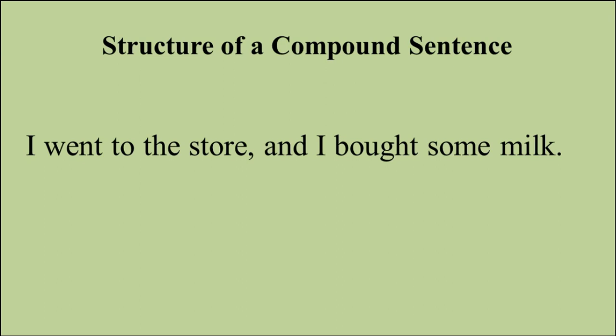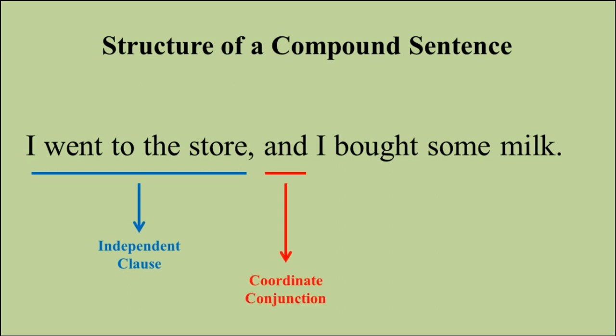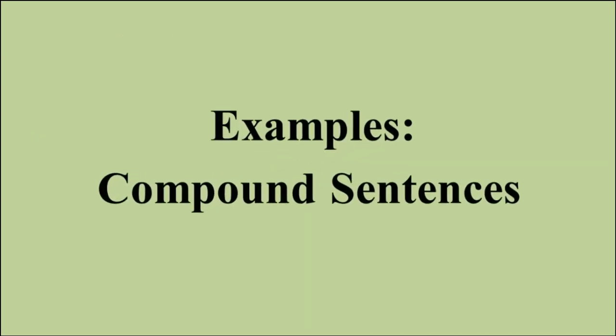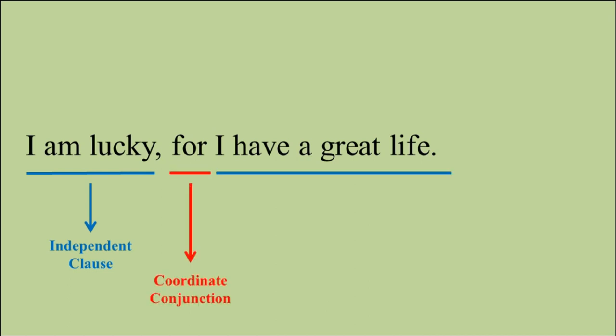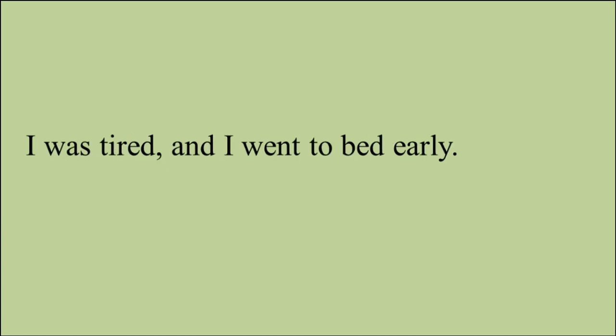It's a compound sentence. I went to the store, it's an independent clause, and it's a coordinating conjunction. I bought some milk, it's another independent clause. This is the structure of a compound sentence. Examples of compound sentences: I'm lucky, for I have a great life. I'm lucky, it's an independent clause. For, it's a coordinating conjunction. I have a great life, it's another independent clause.